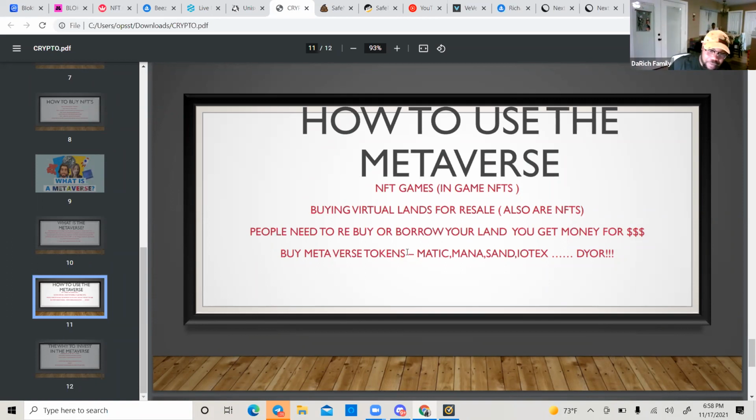But you can buy metaverse tokens. Some of the tokens that I suggest that you buy with your metaverse tokens or coins just in general are Matic, Polygon, Mana, Sandbox, IoTex, Decentraland. But again, go and do your own research. So you know what I'm saying? The sky's the limit. It's possible whenever it comes to this metaverse.